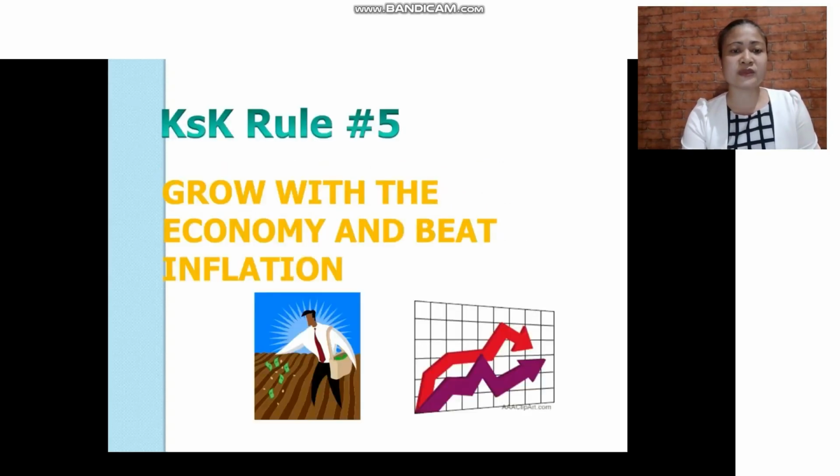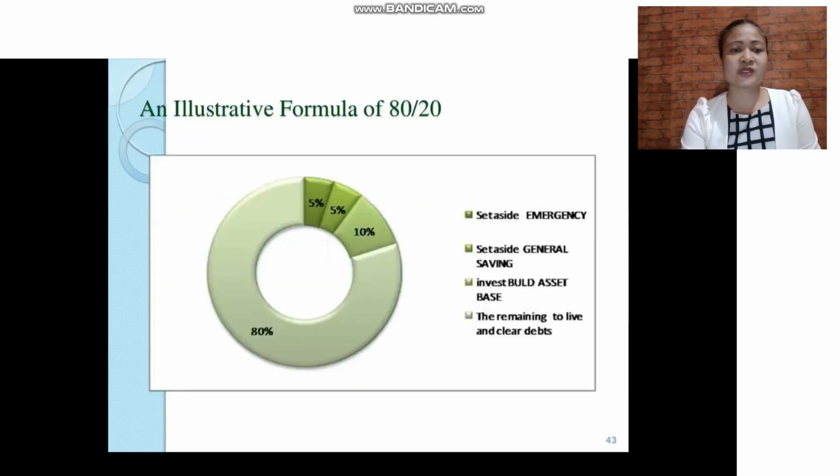Rule number 5, grow with the economy and beat inflation. Here is an illustrative formula of 80 over 20. 5% to set aside a portion of your savings for emergency. 5% for general savings, for your daily needs in buying food or anything else. Then 10% to invest or build an asset base. And the remaining 80% is for your needs or for clearing debts.